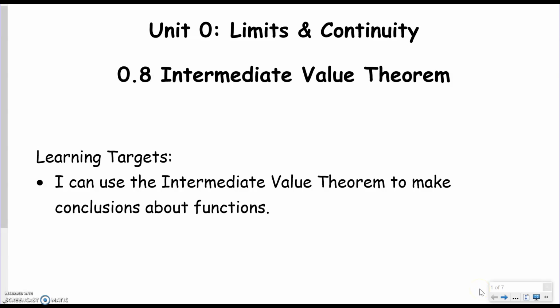I hope you're ready because this is the last lesson for this unit. We are going to make it hopefully a quick one, talking about the intermediate value theorem, which is regularly abbreviated as IVT, so you do not have to write it out. That is acceptable on the AP exam. So we're going to use the intermediate value theorem to make conclusions about functions.